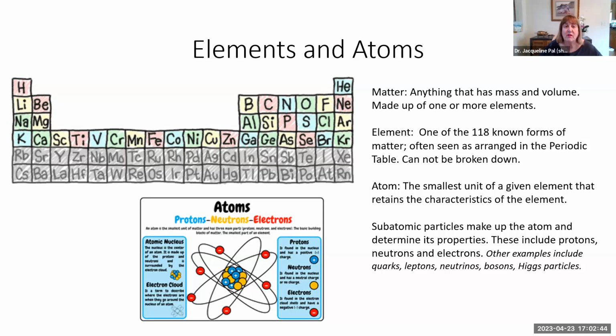So to refresh your memory, the protons are the ones that have the positive charge. The neutrons are the ones that are neutrally charged. And both protons and neutrons are located in the nucleus of the atom. And then outside of them are the negatively charged electrons.